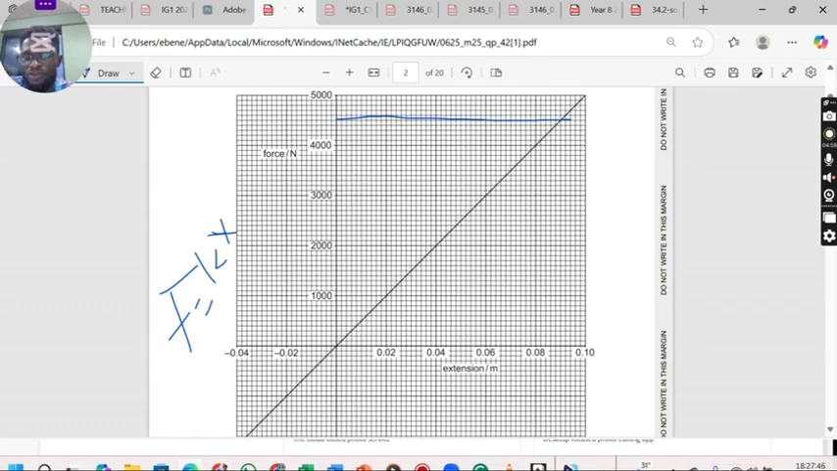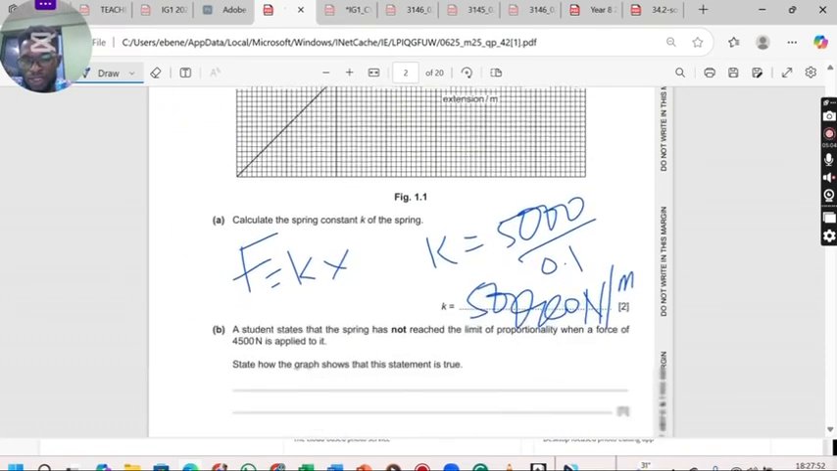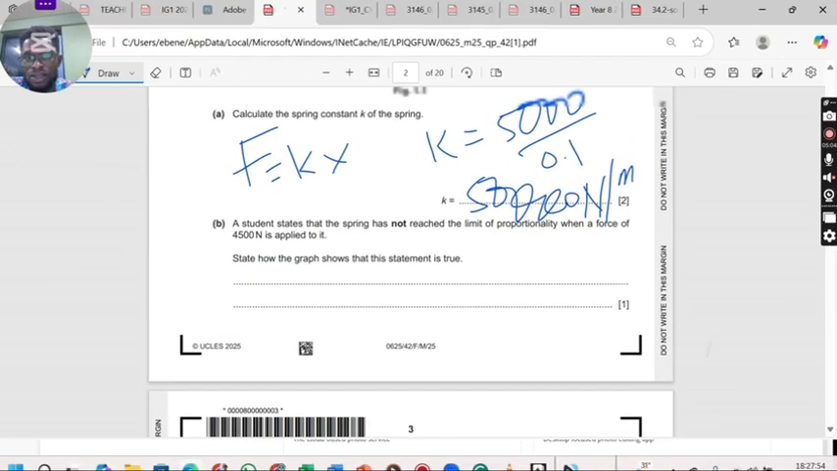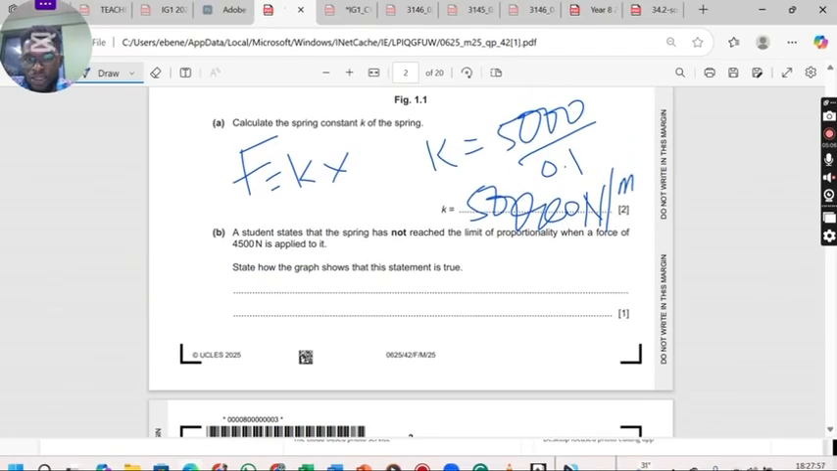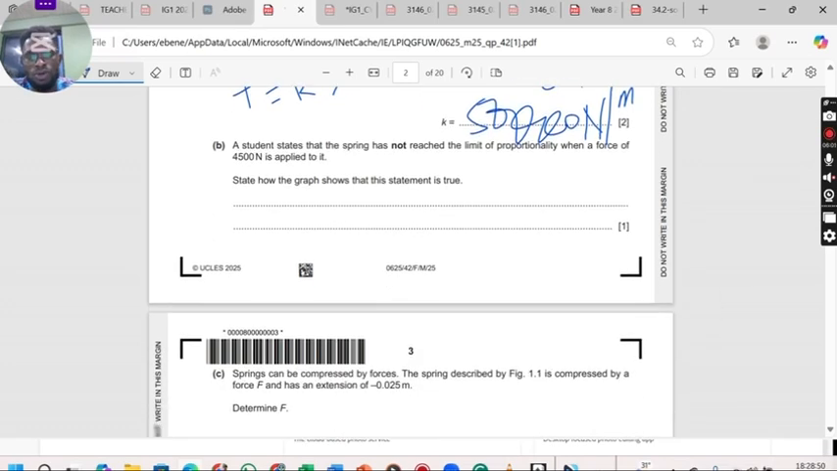So since the graph is not bending or curving, it means that what the student said is correct. Even if you hang a force of 4,500 newtons on the spring, because the graph is not bending, it still obeys Hooke's law. Now let's move on to the next question.